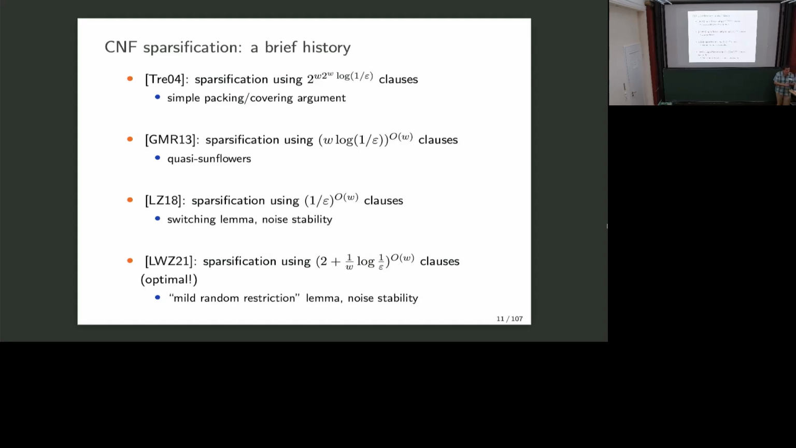So people thought more about this kind of result in subsequent years using more sophisticated technology. Gopalan, Meka, Reingold employed these quasi-sunflower objects from combinatorics to give a better sparsification result using fewer clauses. Lovett and Zhang used tools from Boolean function analysis, noise stability, these combinatorial switching lemmas to get a different trade-off between the parameters. And finally, an optimal result was proved by, I think, Lovett, Wu, and Zhang. This is really a sharp bound, up to the constant in the exponent, on the number of clauses you need to do this kind of sparsification. And again, it's using these Boolean function techniques, not surprisingly. Okay? So in the CNF setting, this discrete setting, the sparsification problem has been solved. That's great.